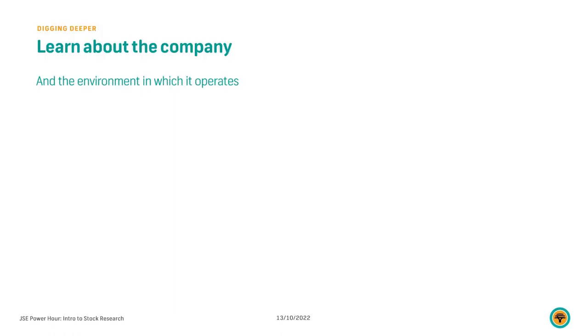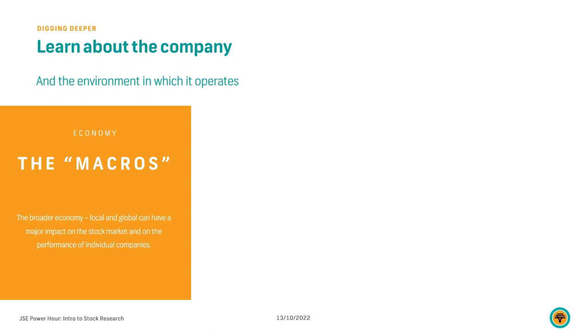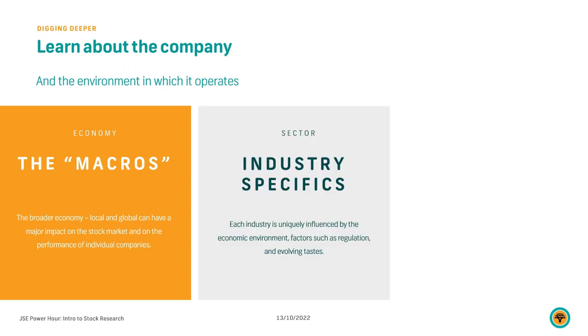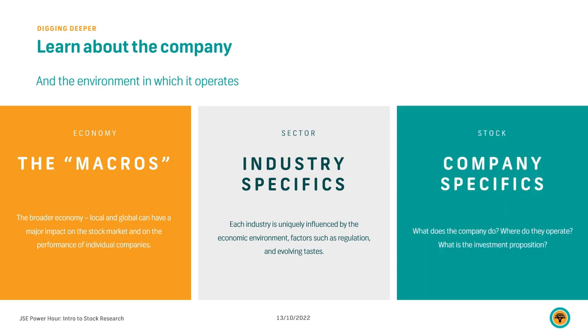So learning about the company, again, three things. I'm a fan of threes. The macros, the economy: how's the economy faring and how does that actually impact this specific sector? Industry specifics: what are the factors that are driving the industry at the moment? Where are people shopping at the moment? What do the trends look like? What are their tastes rather? And I mean stuff like online and how their online presence is. Stuff like that really is important as well when you're looking at a company. And then company specifics: what do they do? What are their brands? Where do they operate? And what are they trying to achieve?